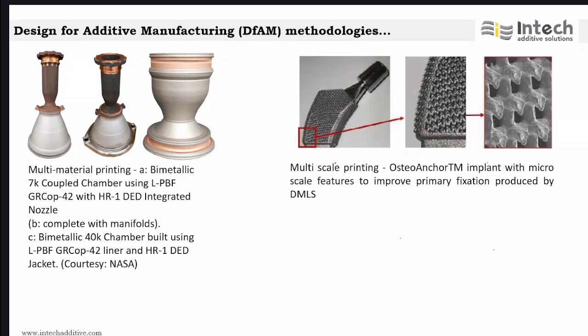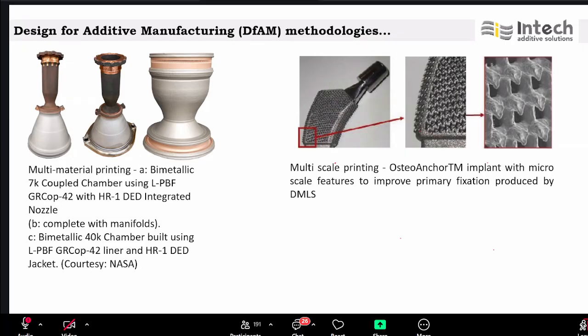Next is about multi-scale printing, where I'm talking about supervised learning. You have some data, right? You test it on the osteoanchor implant, which is printed, and then check whether the printed value is equal to the predicted value or not, in a way that you could see at different scales. Now let's see it from a different angle.